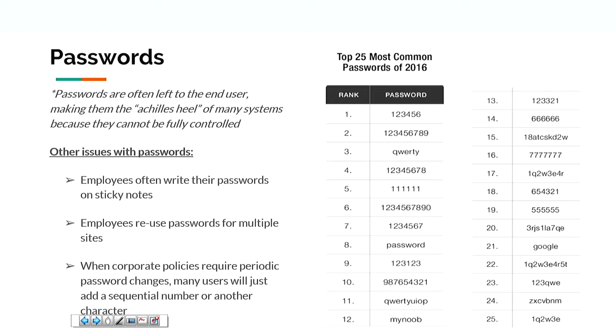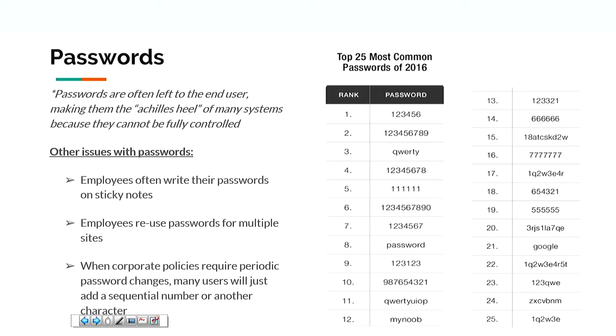So passwords. Passwords are often left to the end user, which makes them the Achilles heel of many systems because they can't be fully controlled. Some issues with passwords: employees write them on a sticky note and leave them in really obvious places like under a keyboard or somewhere else that's just really easy to find. Employees reuse passwords for multiple sites, so the chance that someone is using the same password for their Wells Fargo account as they are for Facebook. When corporate policies require periodic password changes, many users will just add a sequential number or another character. So like 1, 2, 3, 4, 5, and then add a 6.